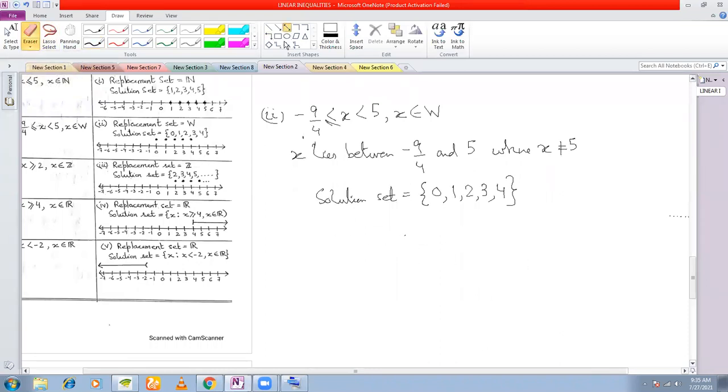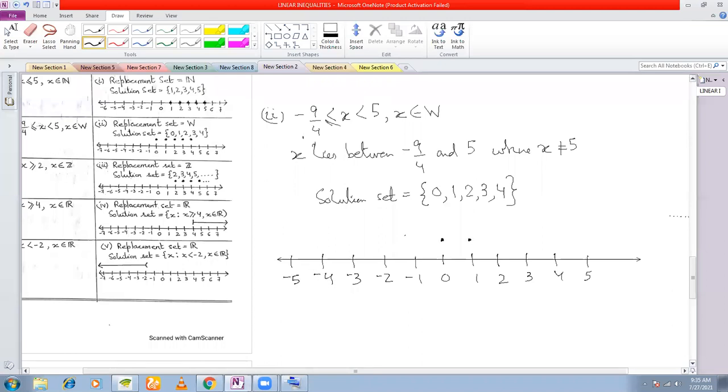And how do we graph it? Exactly in a similar manner. So you can put dots here. Okay. So this is your solution set. This is your graph of the solution set. Okay. Let's take another example.